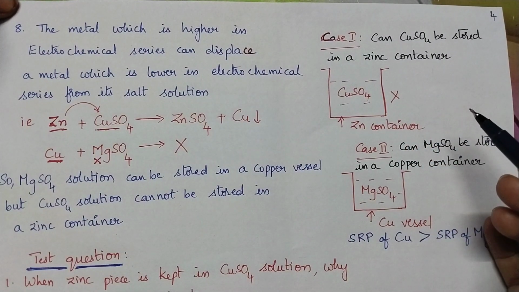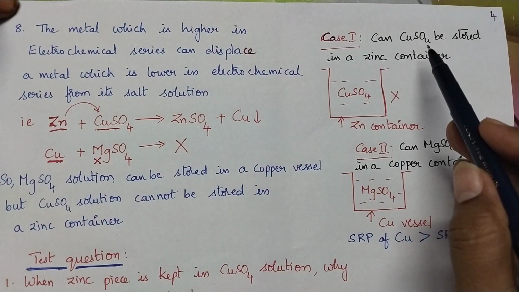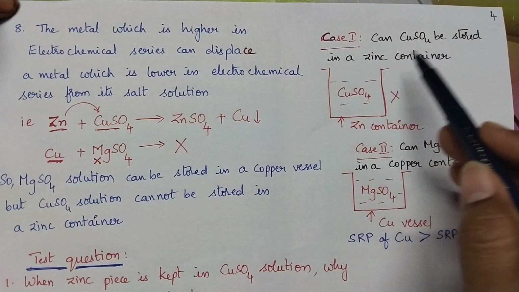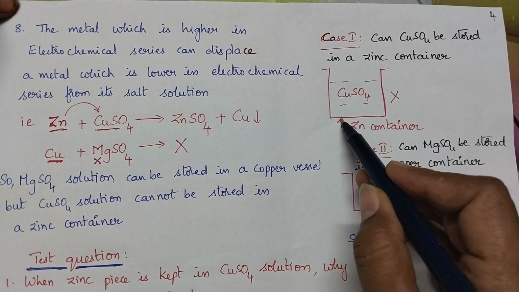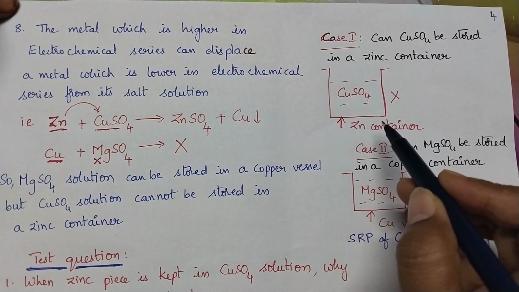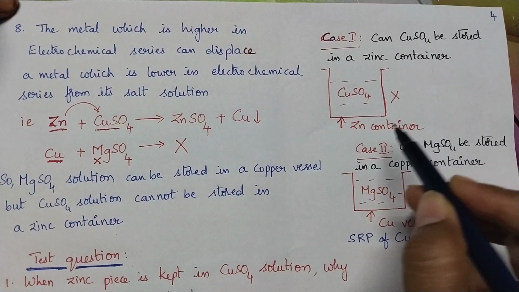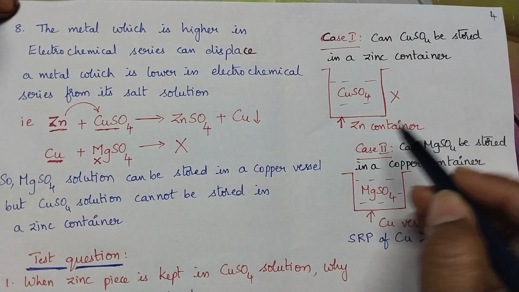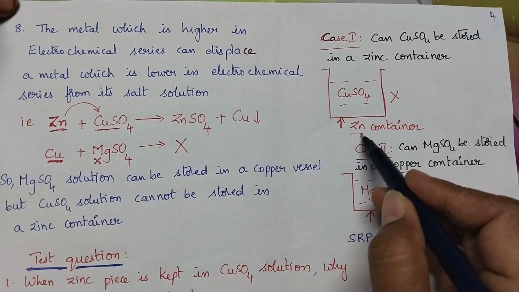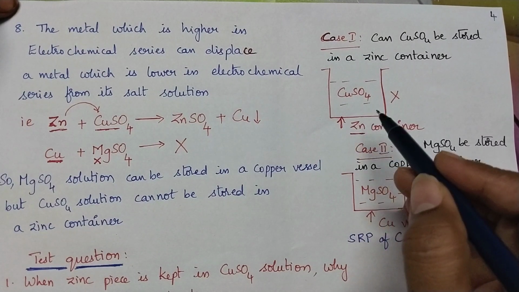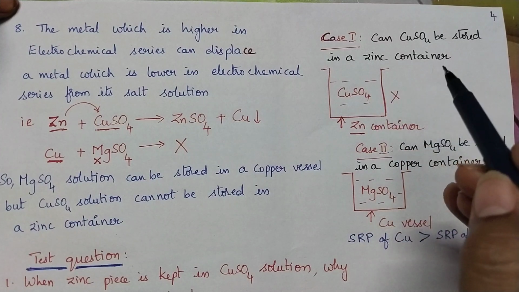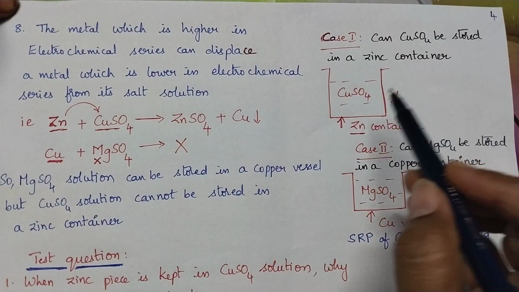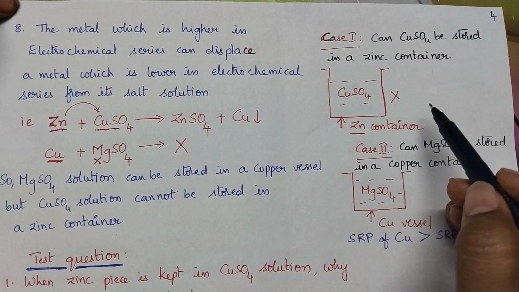Whenever you are supposed to answer, can copper sulfate solution be stored in a zinc container? You have to identify the container should be made up of a metal which is lower in the electrochemical series. Here, the container is made with zinc which is higher in the electrochemical series, and it is highly reactive. It spoils copper sulfate solution. That's why copper sulfate solution cannot be stored in a zinc container.